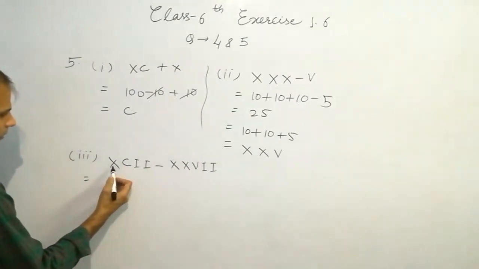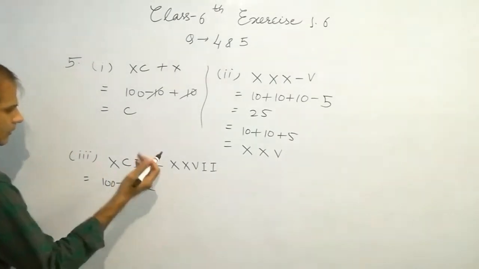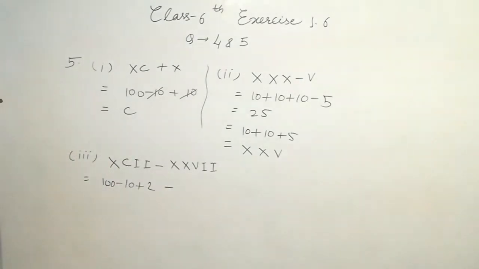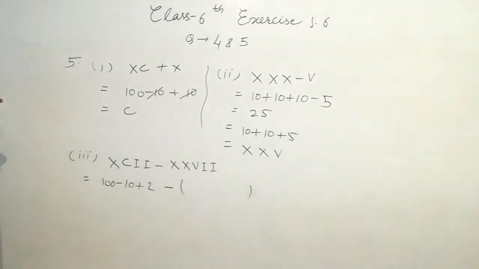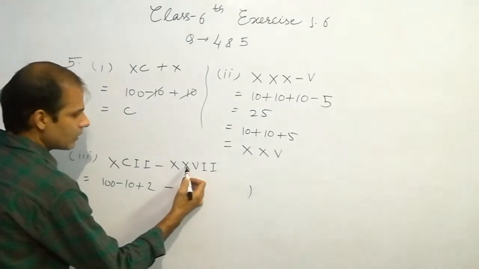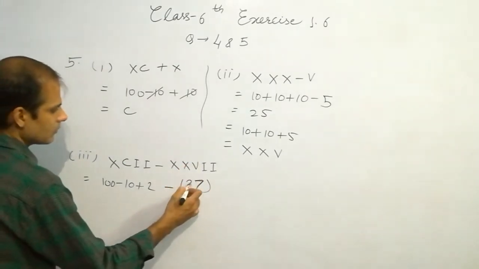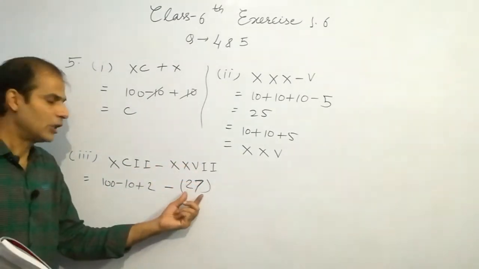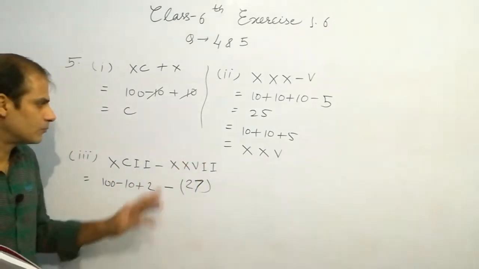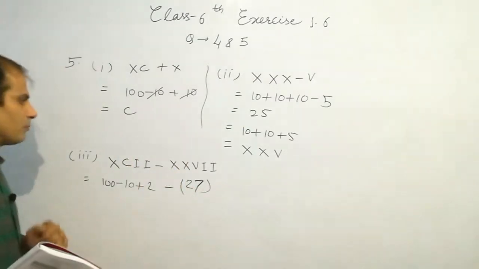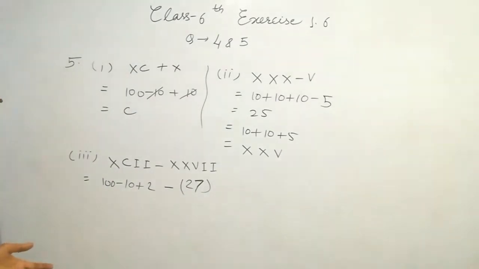See, 100 minus 10 plus it is simply 2, you can write 2, and minus, this is 10 plus 10, 20, and 20 plus 7, 27. You can write the Hindu Arabic numeral for this Roman numeral directly. You can write directly, it is not necessary that you write 10 plus 10 plus 7, because if you have more practice on converting these number systems, the questions will be easier for you.